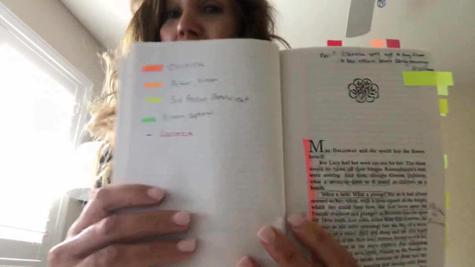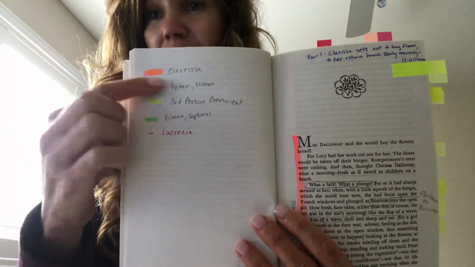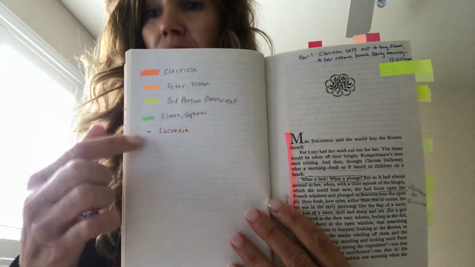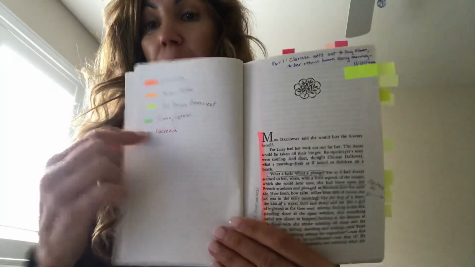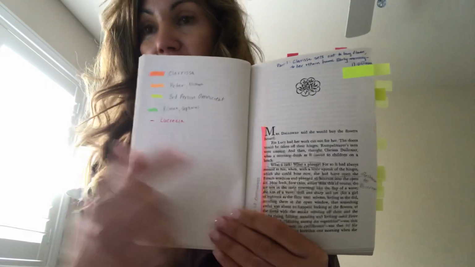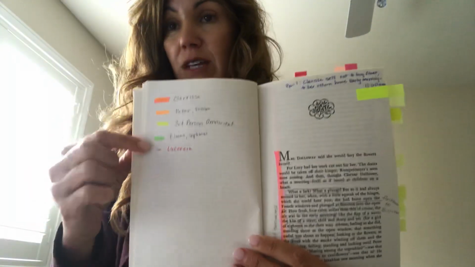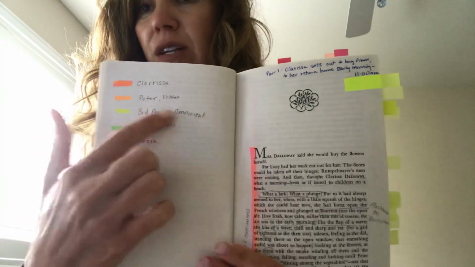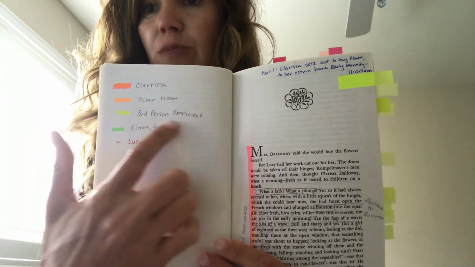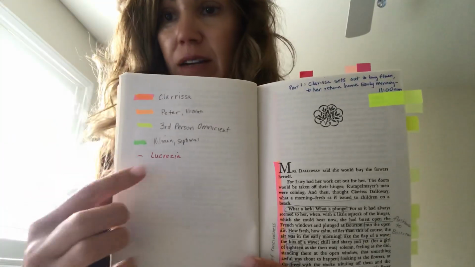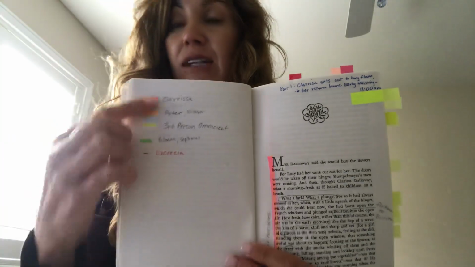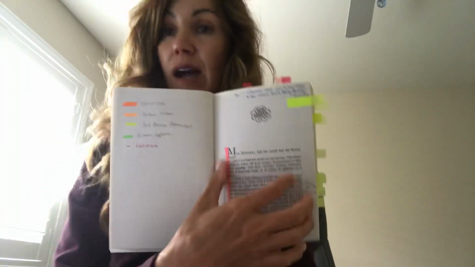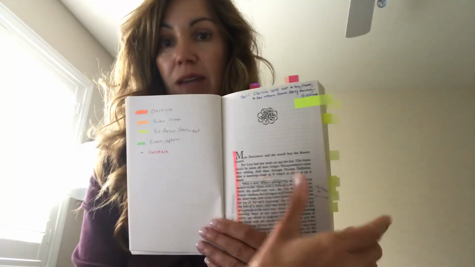So what I want you to do in your book is write a list. Is this backwards? I'm sorry, but just write a list of character names and then what color you're going to highlight them, because the narrator is going to change. So make yourself a list of Clarissa, Peter. You can duplicate colors if you want. The third person omniscient, which is like the narrator, and just make your own colors for each character that's speaking.